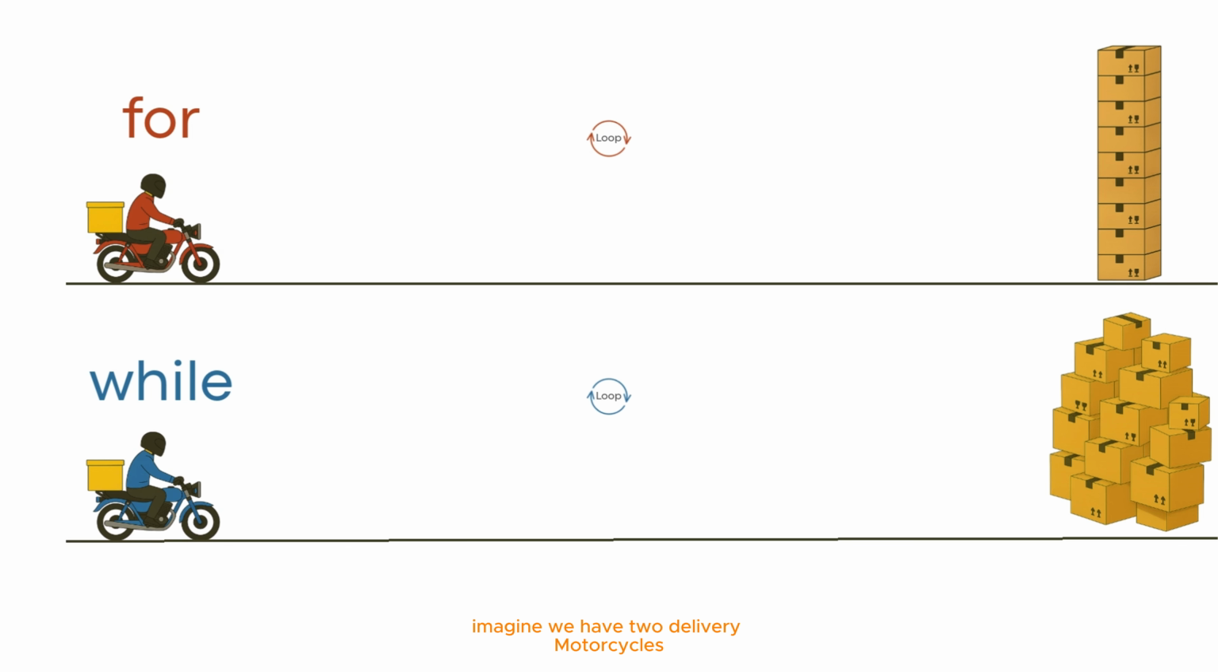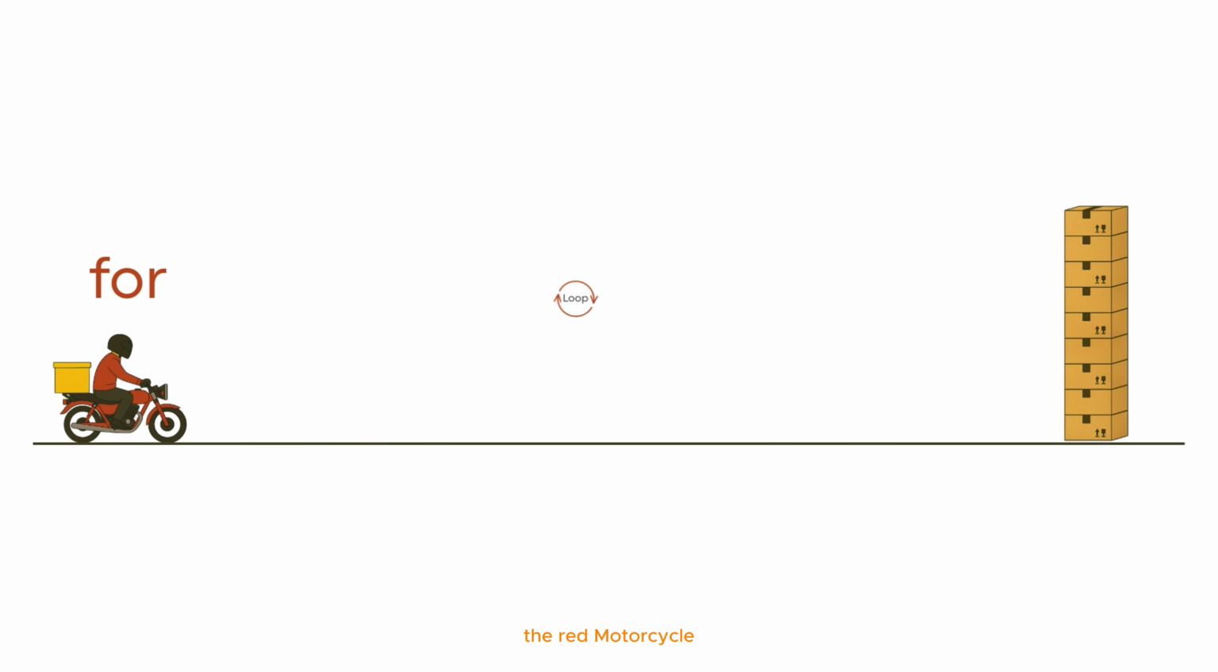Imagine we have two delivery motor skills. Both of them can only move one box at a time. First, the red motor skill, the for loop. The red motor skill is our for loop. Its task is very specific. It has been told you have exactly 10 boxes in front of you. You must go and move them one by one.